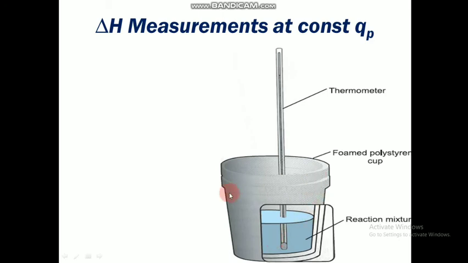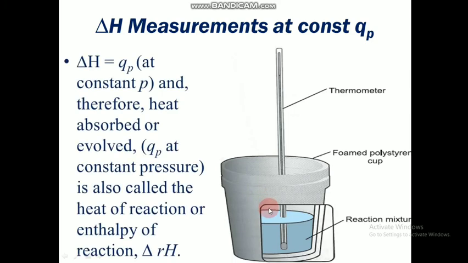And the reaction mixture is kept inside a normal foamed polystyrene cup. So inside a foamed polystyrene cup, we keep the reaction mixture and measure what the heat exchange is in a reaction. And that heat exchange is measured by the thermometer. And as we know, delta H is equal to QP. This equation we have derived earlier. So at constant pressure, the heat exchange will be equal to delta H, the change in enthalpy.